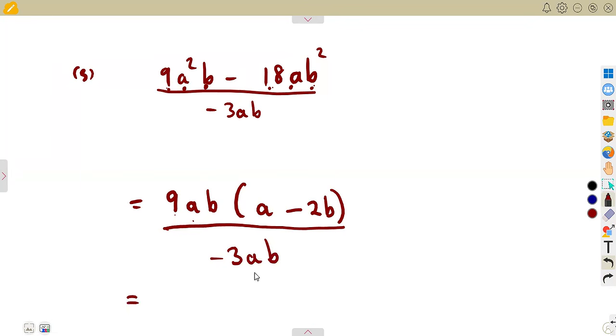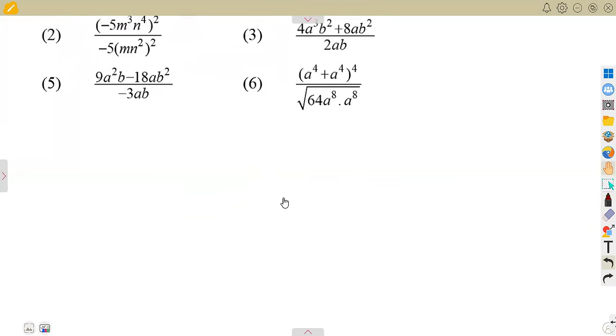Okay, so let's divide. 9 divided by negative 3, that's a negative 3. The A and the A cancels. The B and the B cancels. You remain with the bracket of A minus 2B. Just like that. So you have to be very, very careful in your simplification. So this is another question that you're given in this case.